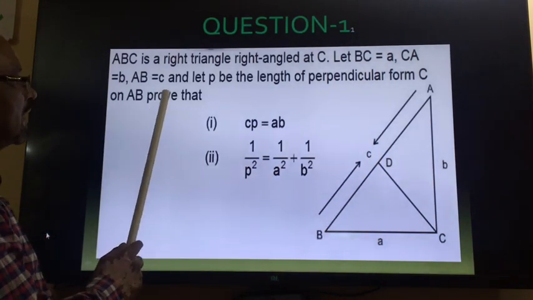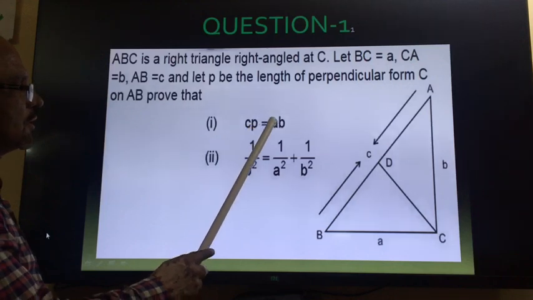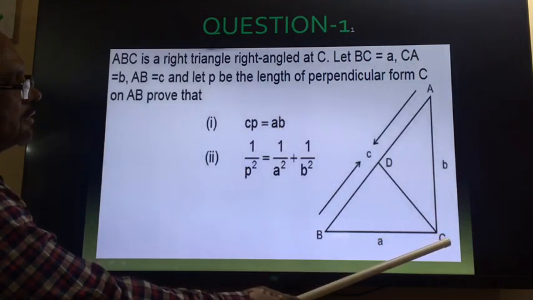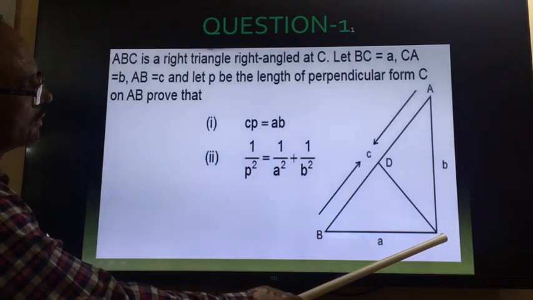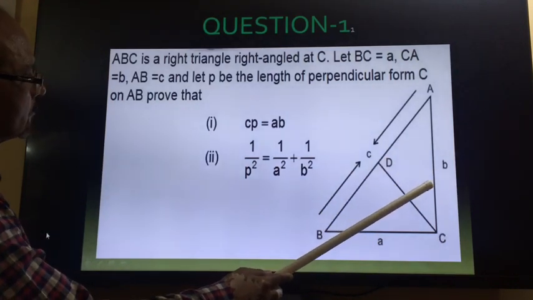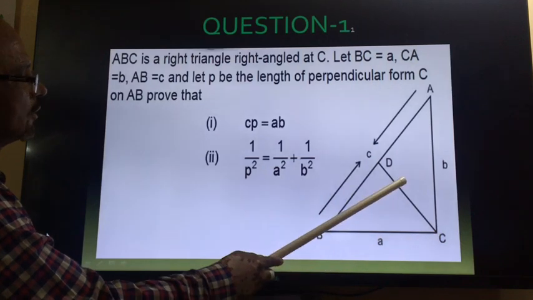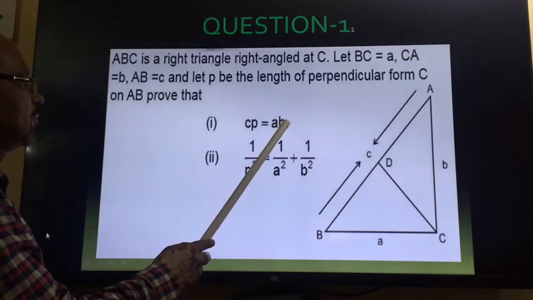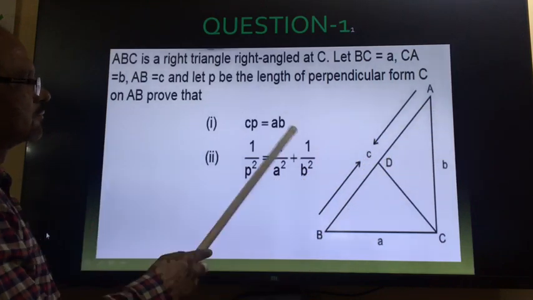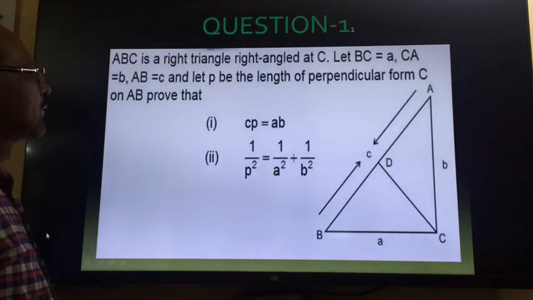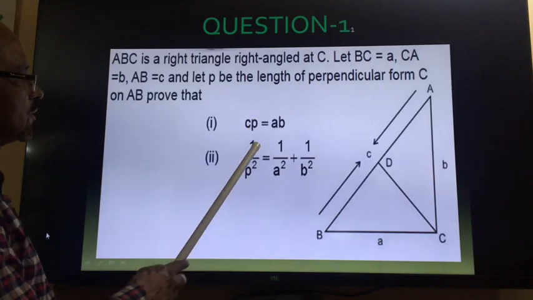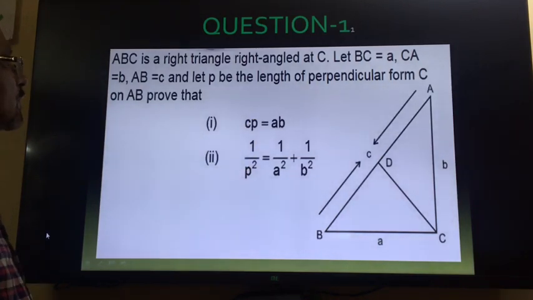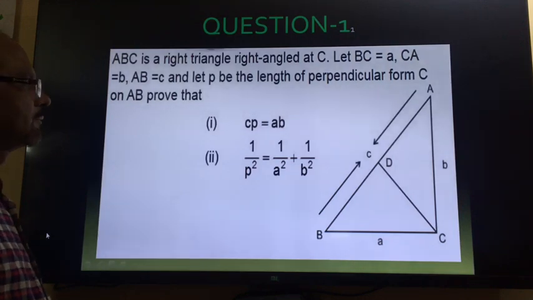We have to prove that number one, cp is equal to ab. P is the length of this perpendicular and c is the side. So here c, p, a, b, these are the sides because these are the small letters. So these two results we have to prove. Now see how will you prove these two results one by one.